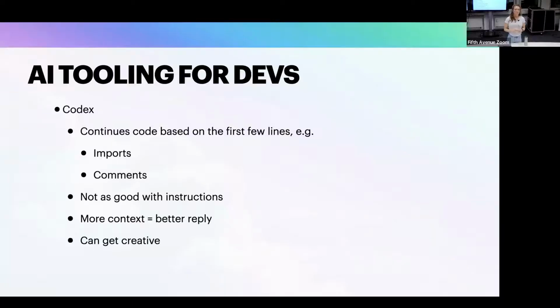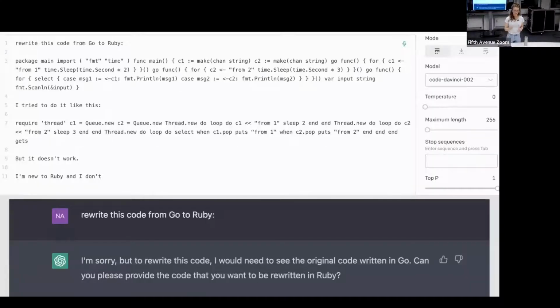Like if you say something like, write code for me, not necessarily, but here too, more context is better and it can get creative. Here's a comparison of me giving as an input, rewrite this code from Go to Ruby, and I did not provide any code. ChatGPT said, I don't know what you want. And Codex was like, okay, let's try. And it rewrote something. So this is a bit of a comparison.